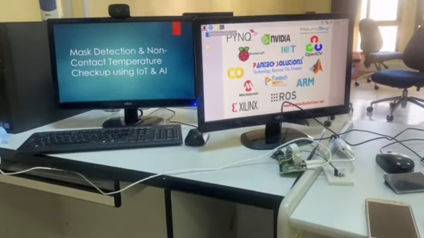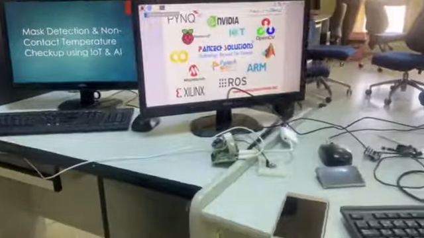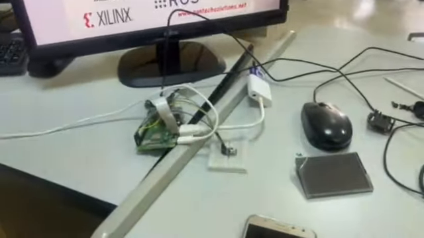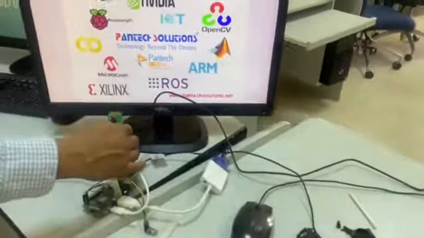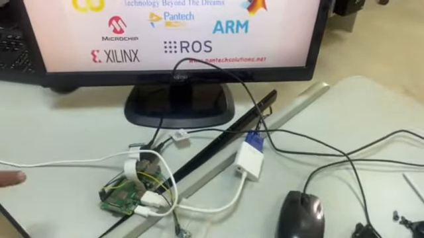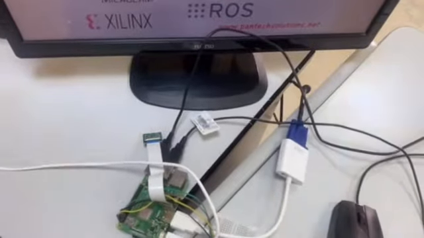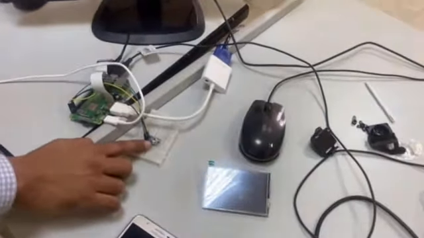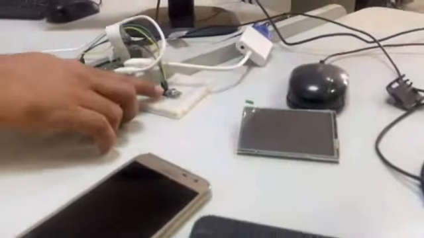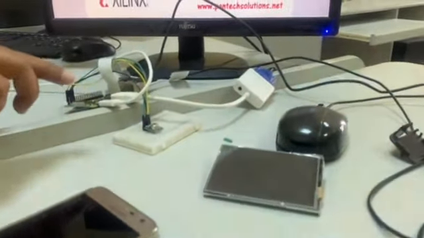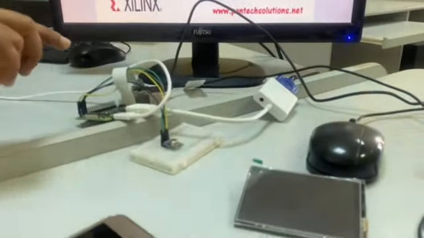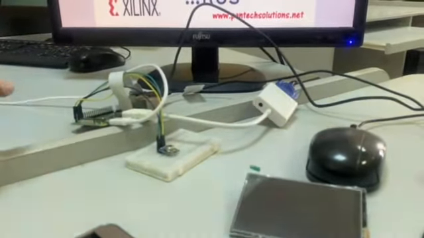Now, how are we going to bring IoT and artificial intelligence into this project? We are going to use the Raspberry Pi 3 model, and also we are using the Pi camera, which would be connected to the Raspberry Pi. Then we will also be connecting a non-contact infrared temperature sensor, which is going to be used to check the temperature of the person coming to this particular kiosk that we are planning.